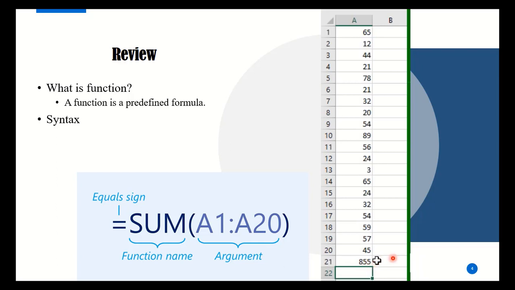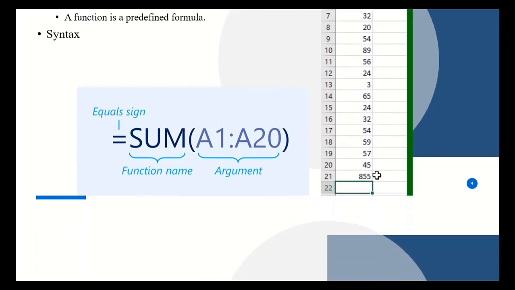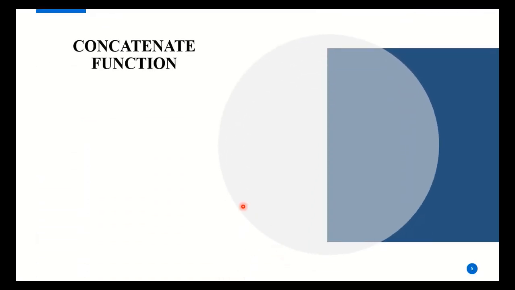So you do not need to add them one by one, 65 plus 12, or cell A1 plus cell A2, right? All you need is to write the SUM function and then select all the numbers that you want to add together. So this is the basic meaning of a function, okay? I hope all of you still remember about functions. So next, we will talk about the CONCATENATE function. This is the function that we study today.